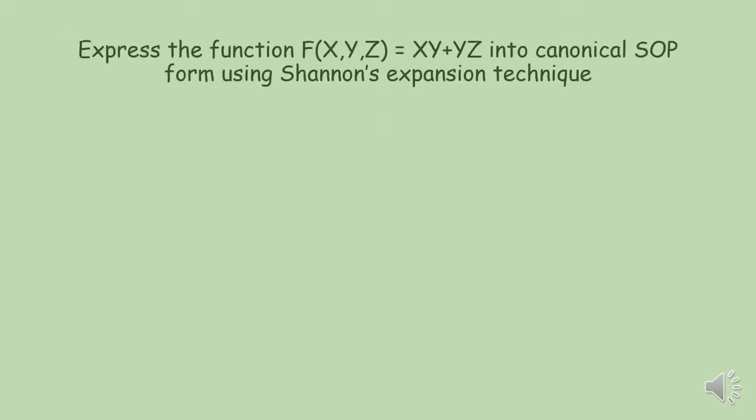Our first example is: express the function f, which is a three variable function of x, y, z, equal to xy plus yz, into canonical SOP form using Shannon's expansion technique. So by using Shannon's expansion technique, how do we get a canonical SOP form? Here we see. This function f has three variables. According to Shannon's expansion theorem, how may this three variable function be written?